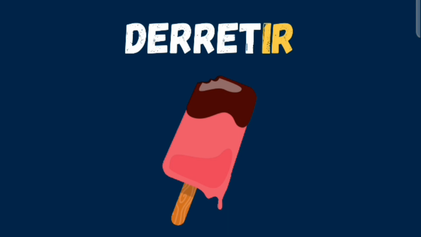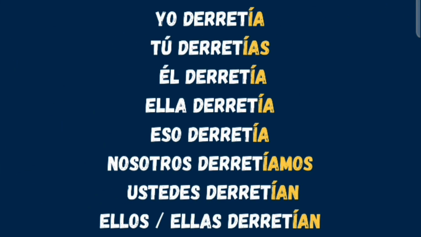Now I have this verb to melt, okay? To melt in Spanish means derretir. And this is the way you have to conjugate this verb in the imperfect past, okay?